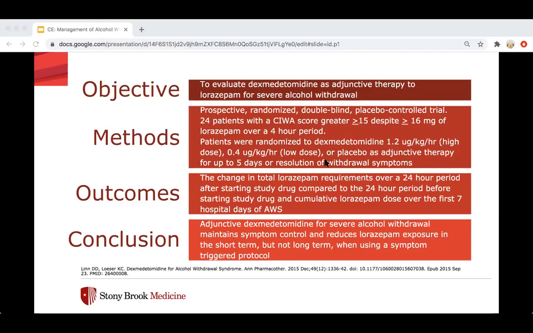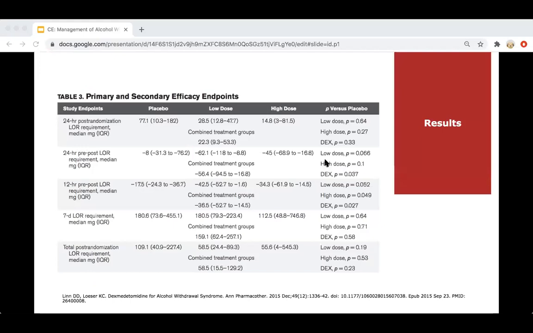days of alcohol withdrawal. This study found that adjunctive dexmedetomidine for severe alcohol withdrawal maintains symptom control and reduces lorazepam exposure in the short term, but not in the long term when using a symptom-triggered protocol. So this was their primary and secondary efficacy endpoints, the results of the study. The difference in the 24-hour lorazepam requirements after versus before study drug was greater in the dexmedetomidine group compared to the placebo group. And the 7-day cumulative lorazepam requirements were not significantly different between the dexmedetomidine group and the placebo group. It really didn't show a benefit of using it.